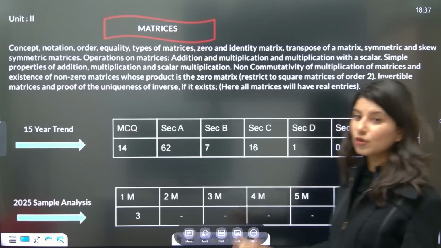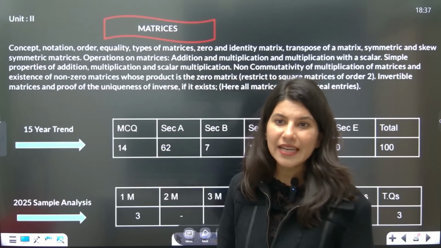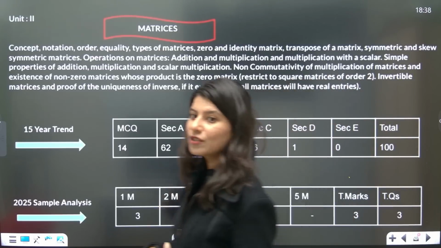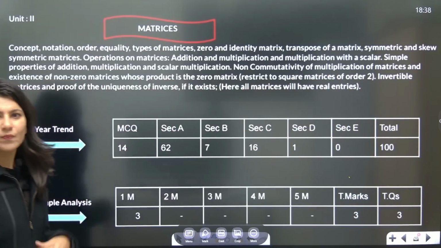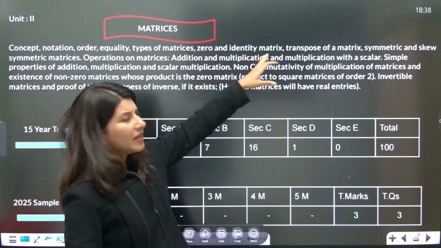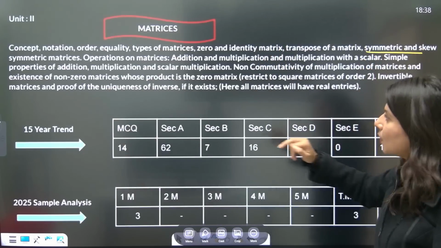And now we are going to talk about algebra. Algebra consists of 2 units, matrices and determinants. What is important first of all in this unit? Basics are important: types of matrix, zero matrix, identity matrix, transpose of a matrix, and symmetric and skew symmetric matrices are also important.